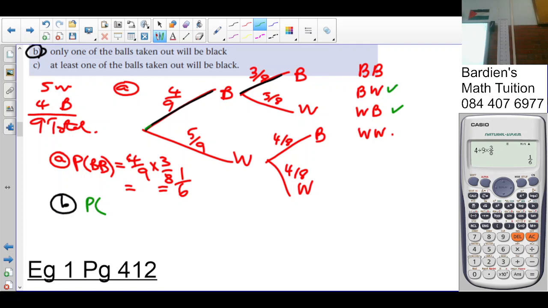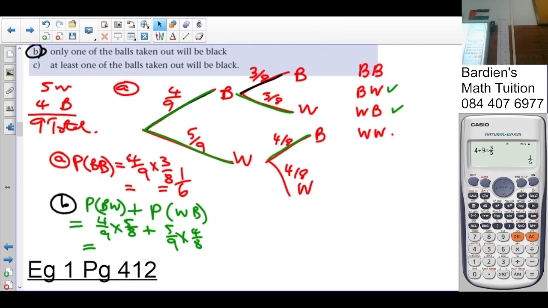So it can be the probability of black, then white, plus the probability of white, then black. You all agree with that? So what would this be? The probability of black is 4 out of 9 times the probability of white, 5 out of 8, plus the probability of white, which is 5 over 9, times the probability of black, 4 over 8.